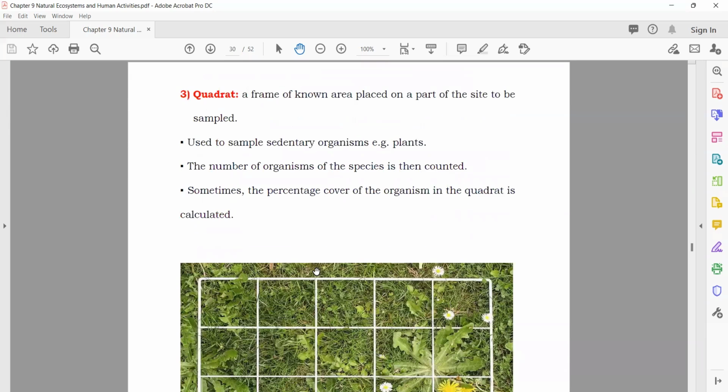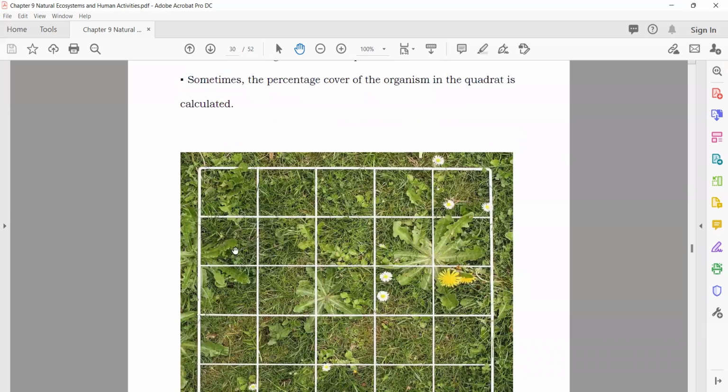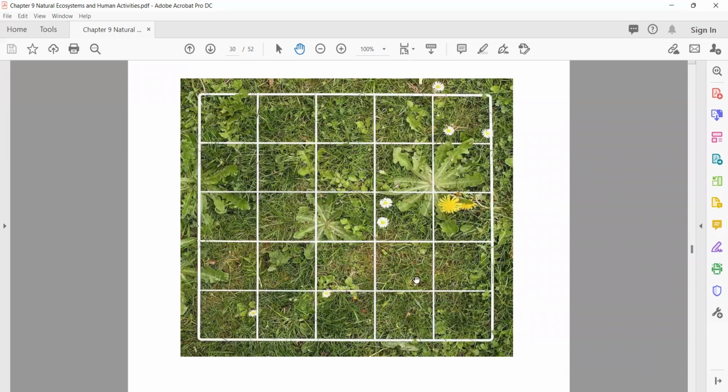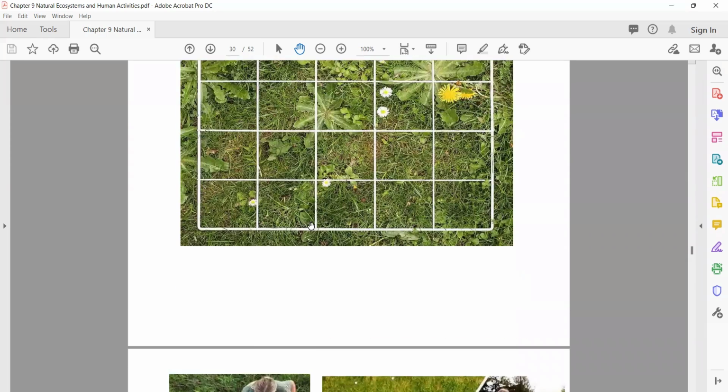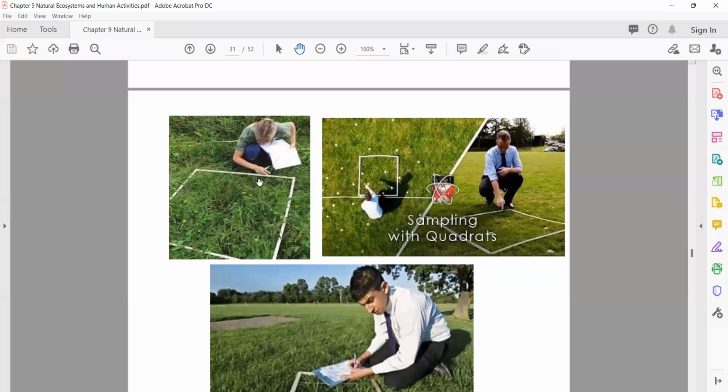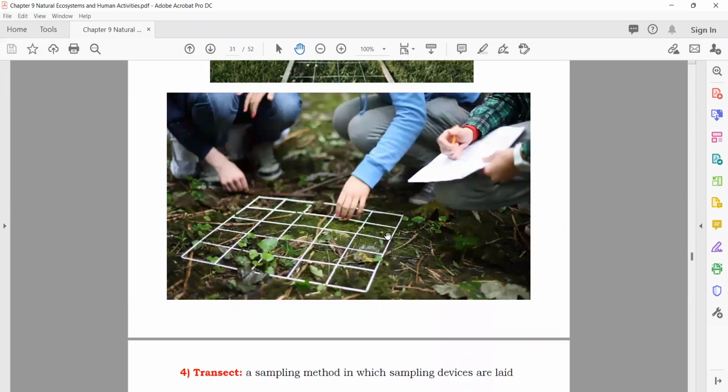This is one of the methods for systematic sampling. You will put a quadrat somewhere, and you will count the number of each organism within it. Then you multiply by the area of the total population, the area of the forest or whatever ecosystem you can see here.